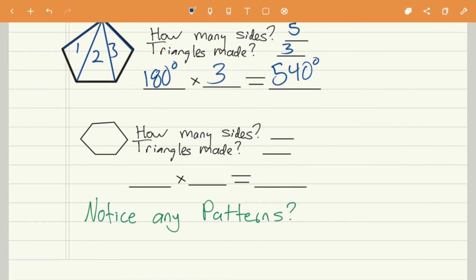Let's see another one. Start here at point A. Connect it to every vertex. The line's not cooperating, but hopefully you get the picture. So we have 1, 2, 3, 4 triangles, 6 sides, 4 triangles. We get 180 times 4, which gives us 720 degrees.